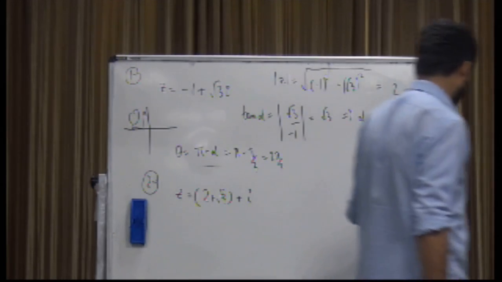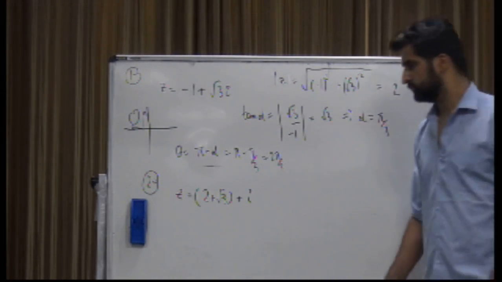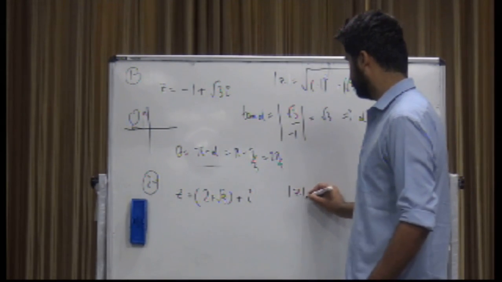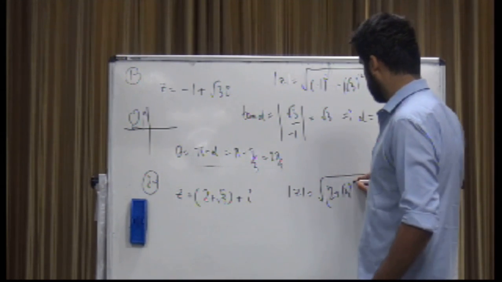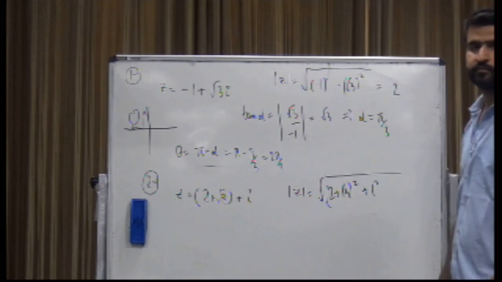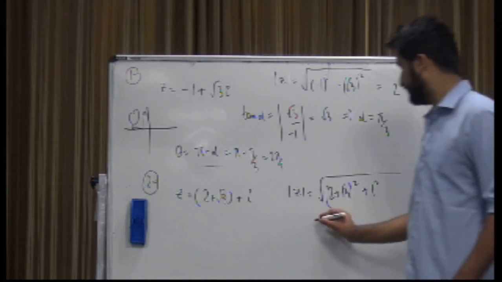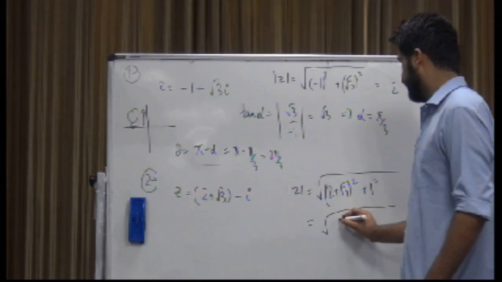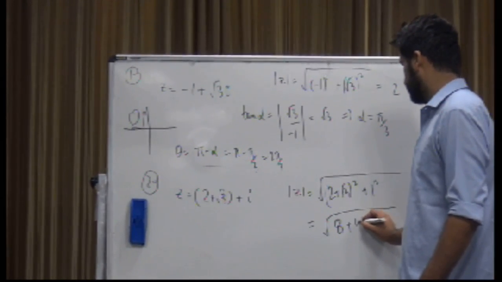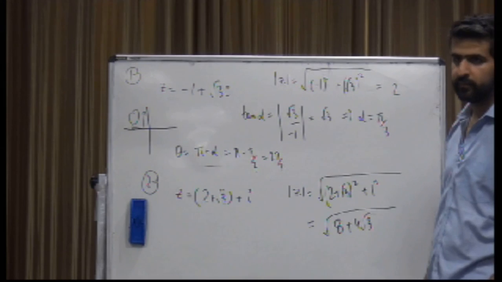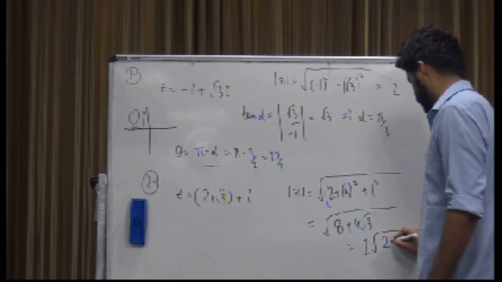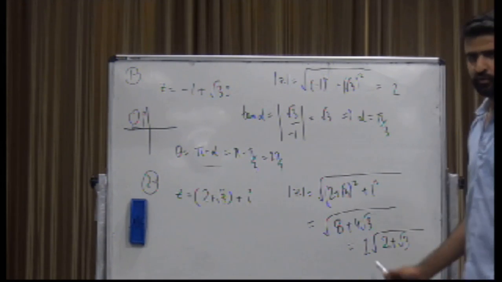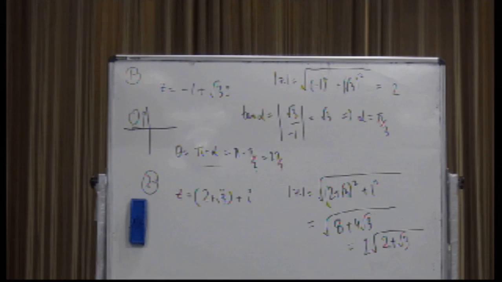What is the value of argument? So how will you calculate mod z? Square root of (2 plus root 3) square plus 1 square. Okay, so this will be square root of 8 plus 4 root 3. So you take 4 common. Is this what you're getting? 2 times square root of 2 plus root 3. And what is the value of theta?